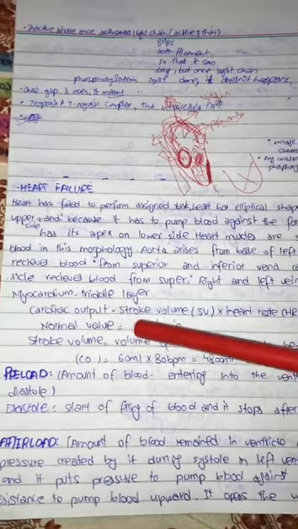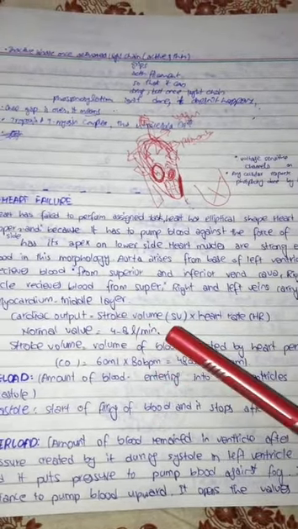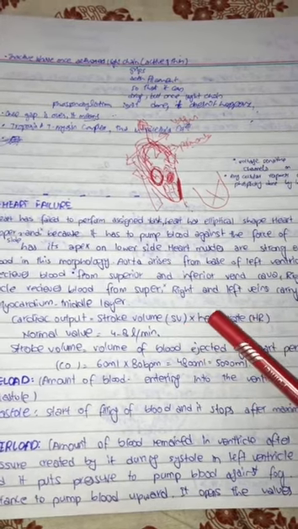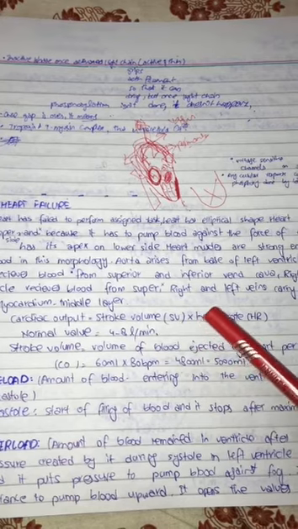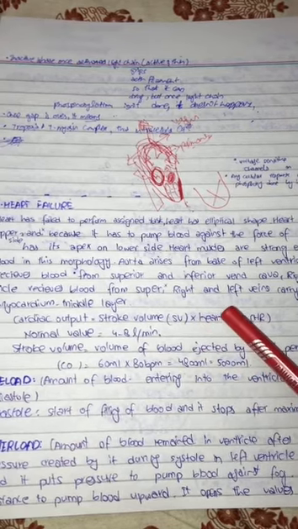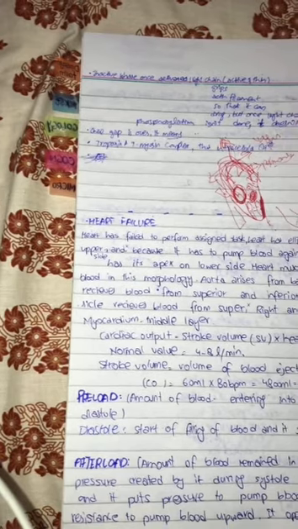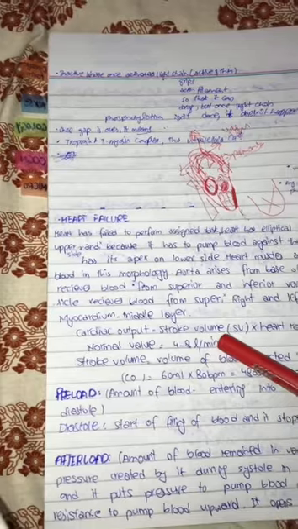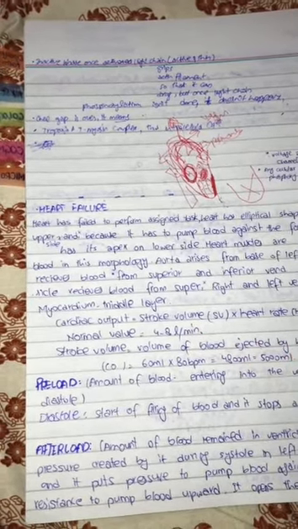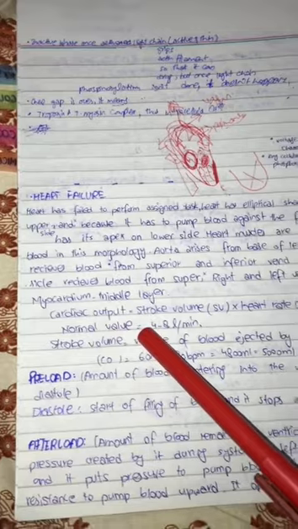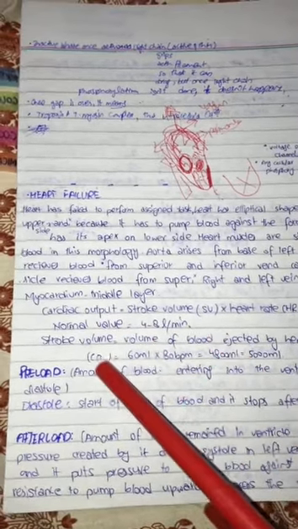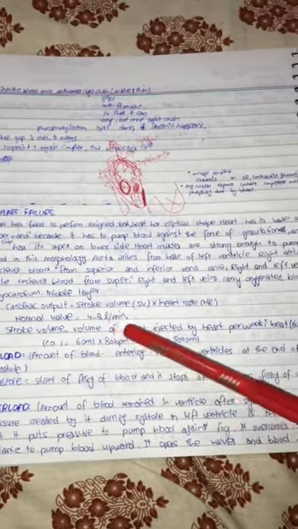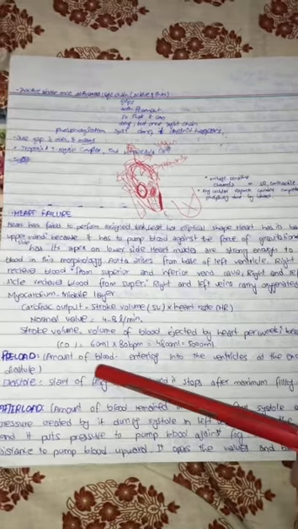So what is cardiac output? Cardiac output is the multiplication, or we can say the product, of stroke volume and heart rate. What is the heart rate? Heart rate is how many times the heart beats. Stroke volume is the amount of blood the heart pushes. The normal value is 4 to 8 liters per minute. 4 to 8 liters per minute of blood is pumped from the heart to various organs of the body.